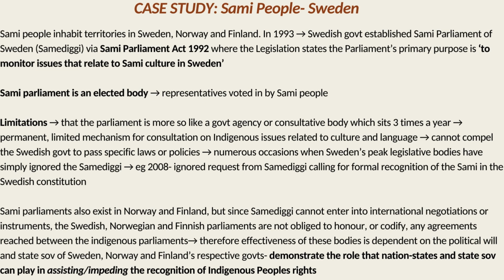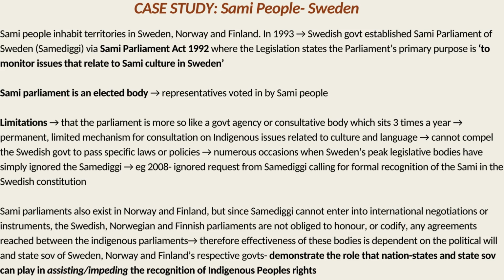Case study: the Sami people in Sweden. The Sami people inhabit territories in Sweden, Norway, and Finland. In 1993, the Swedish government established the Sami Parliament of Sweden via the Sami Parliament Act 1992, where the legislation states that the parliament's primary purpose is to monitor issues that relate to Sami culture in Sweden. The Sami Parliament is an elected body, with representatives voted in by Sami people.